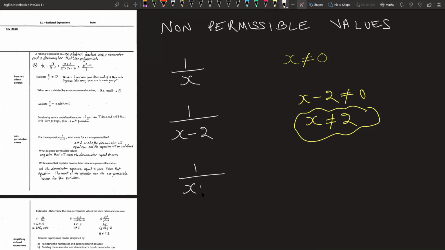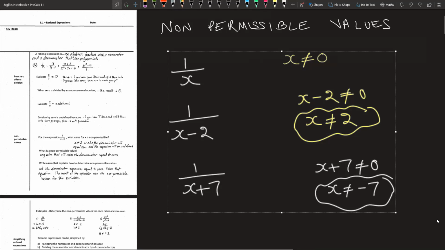What if I give you x plus 7? So what's the non-permissible for this? You're going to take your denominator, which is x plus 7. You say it cannot be equal to 0. So plus 7 goes to the other side, becomes minus 7. And that is your non-permissible value. Moving forward, you should be quickly able to do this in your mind, folks. All you do is you switch the sign for this and say x cannot be equal to 2. Same for this. You switch the sign, you say x cannot be equal to negative 7.